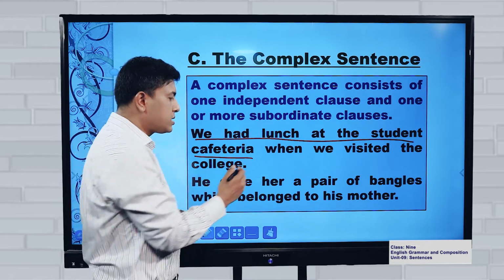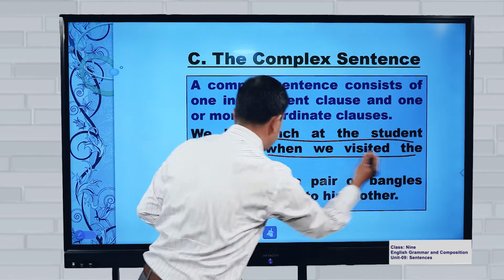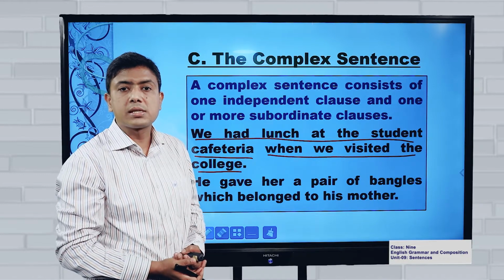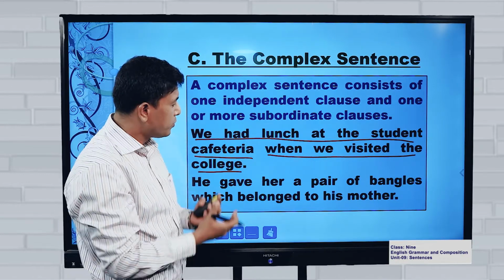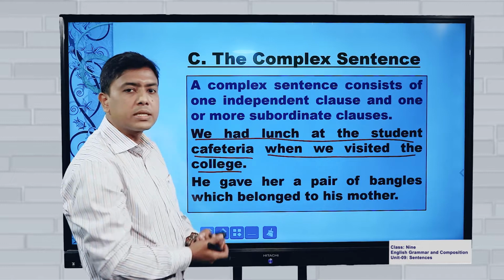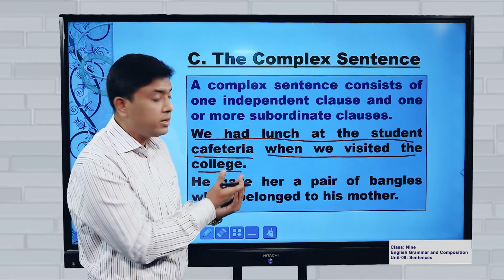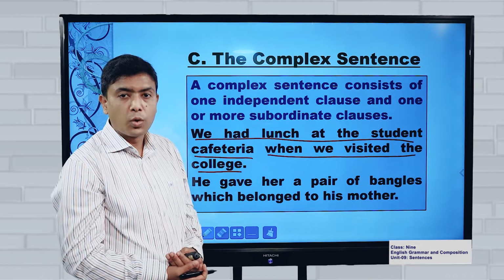But the second part, when we visited the college, it is a dependent clause. It is a subordinate clause. So we can see that a complex sentence consists of one independent clause, maybe one or more subordinate clauses.